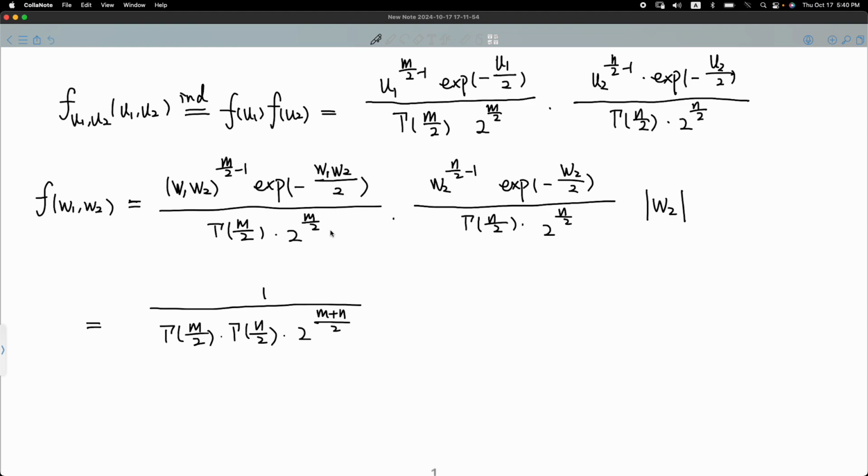Then we are going to group the things in the numerator. So here we have w1 raised to the power of m over 2 minus 1. And then we have parts involving w2, actually three parts involving w2. So we have w2 of, let's see, how should we group it to make it easier?